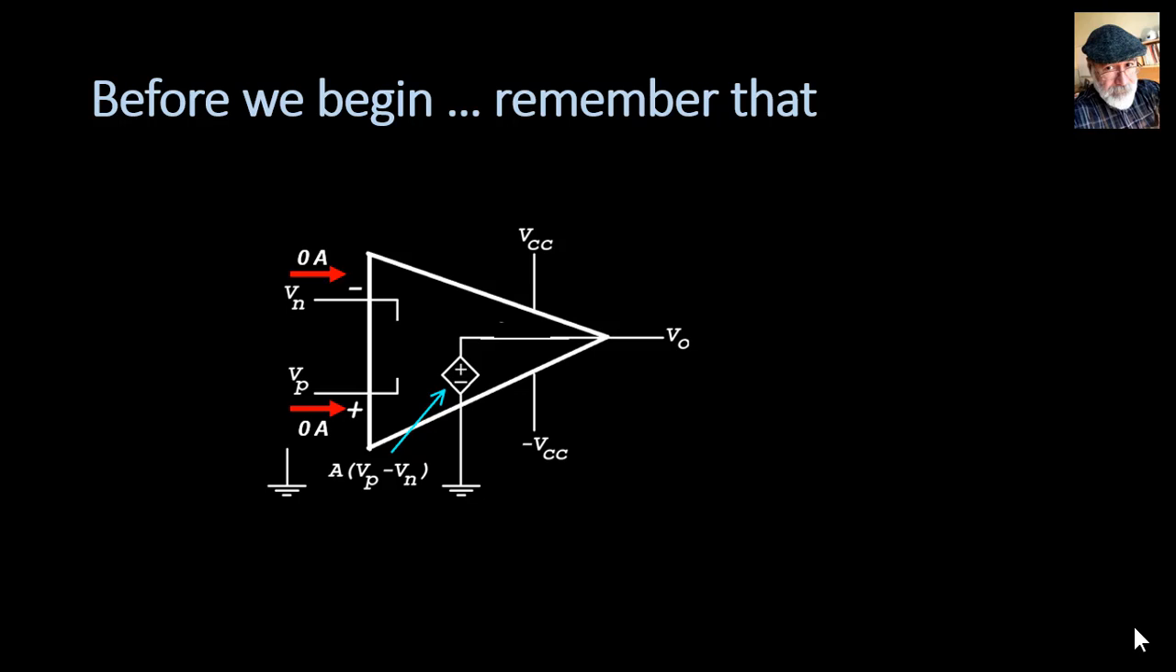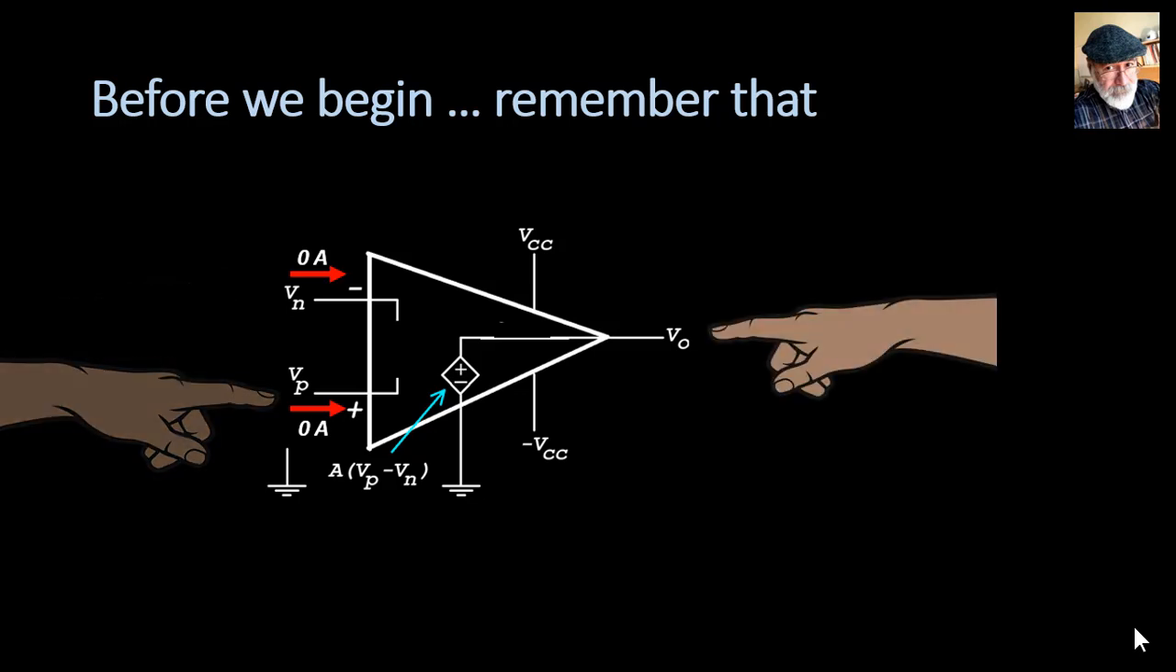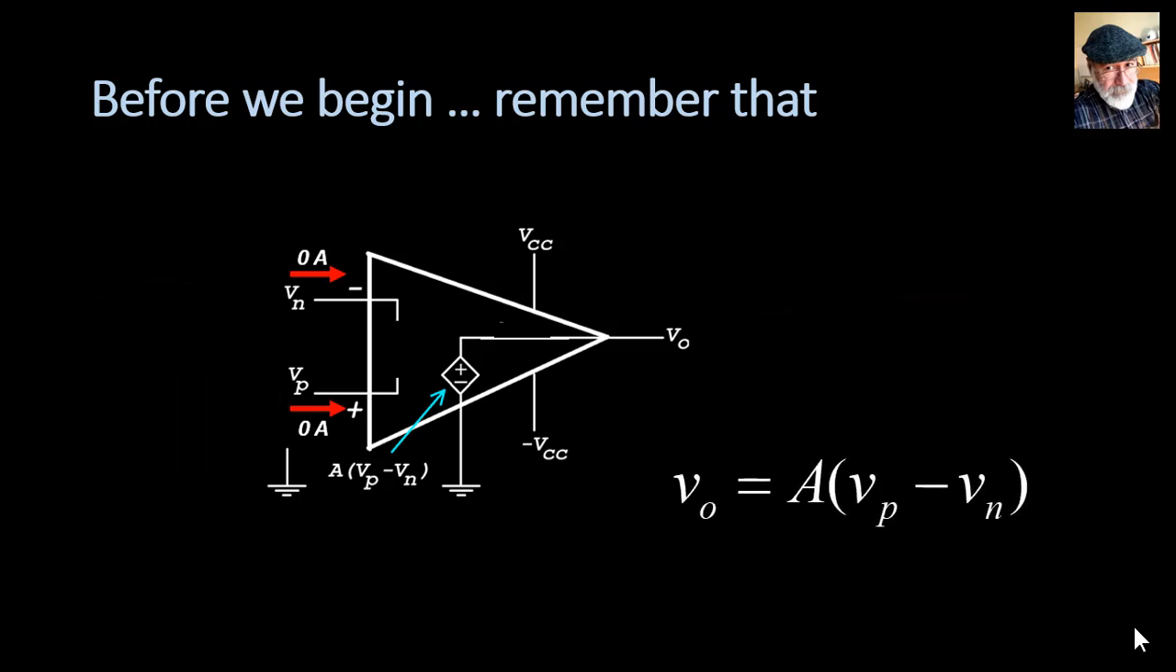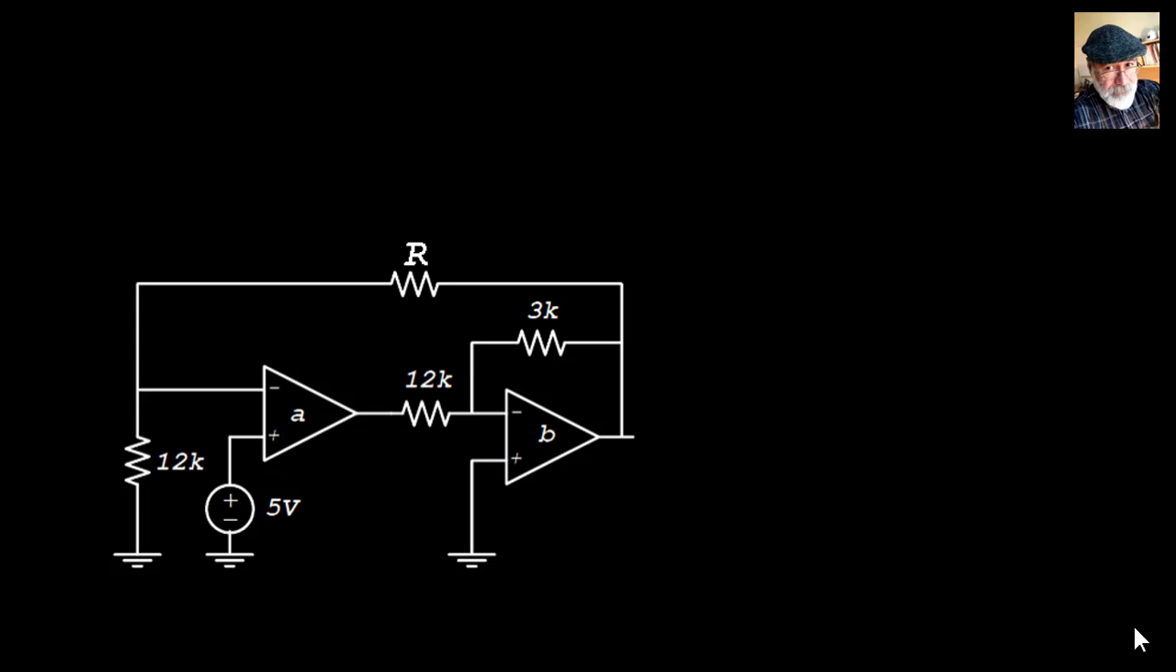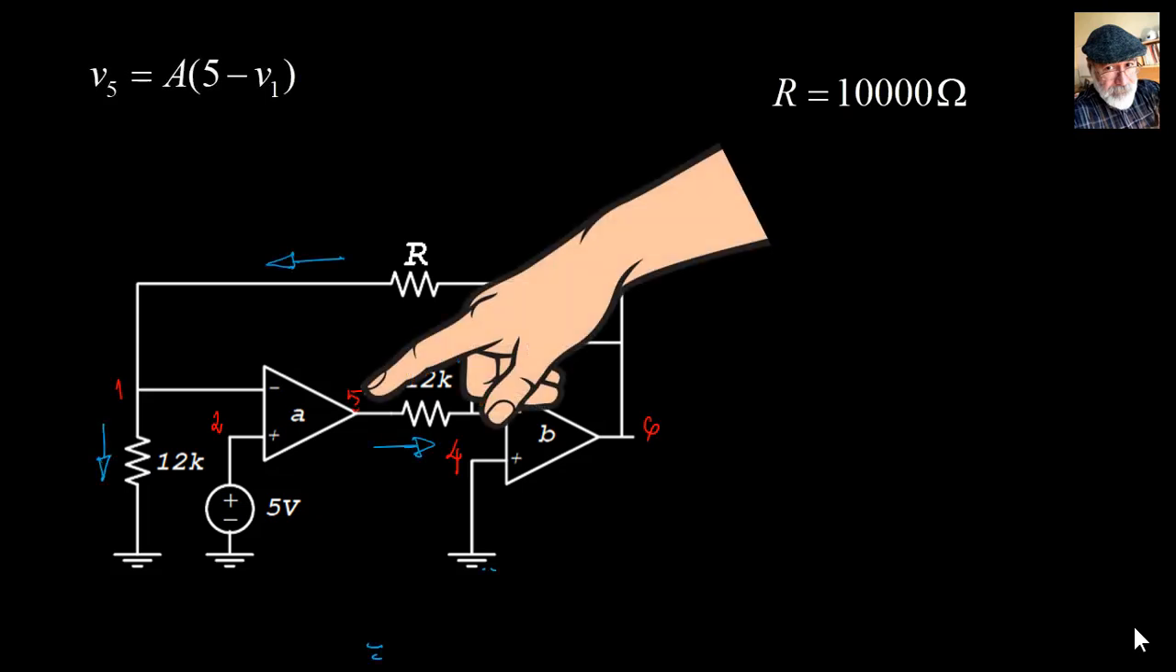This will be the model that I'll use for the op-amps. Infinite input resistance, zero output resistance, and a finite value for the voltage gain A. There is no current at the input, and the output voltage is given by the value of the source, A times Vp minus Vn. Identify the nodes, choose the branch currents, and start. We write an evil equation for node 5. V5 is A times Vp minus Vn. Vp is 5 volts, and Vn is V1.